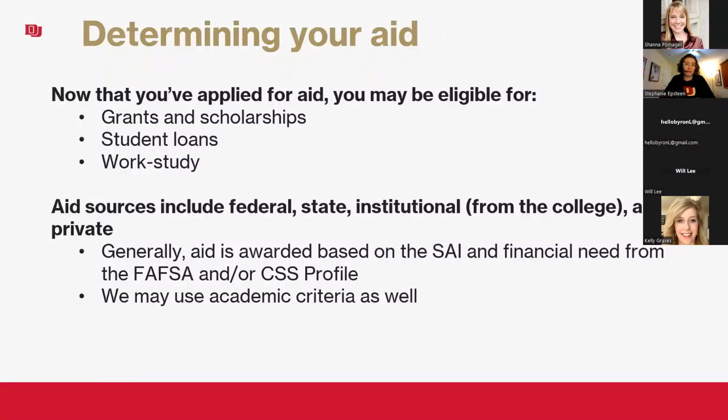One thing to know is aid that's awarded based on that student aid index and financial need is really contingent on the FAFSA and or CSS profile. So those applications are very important to submit. There may also be some other academic criteria as well. GPA, class standing, major, it's just all very dependent.